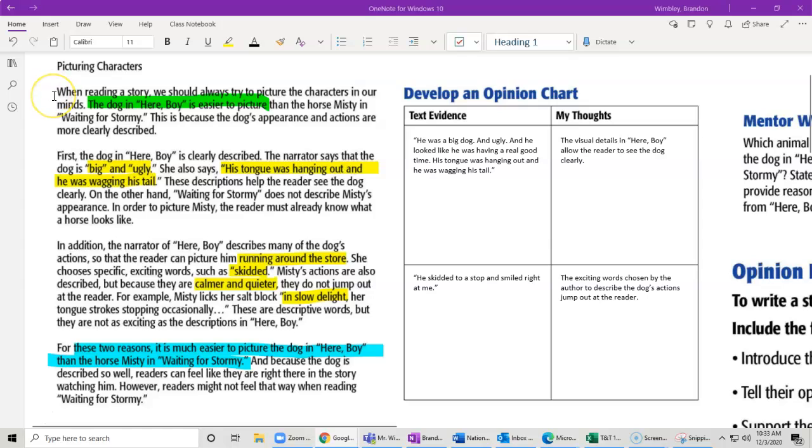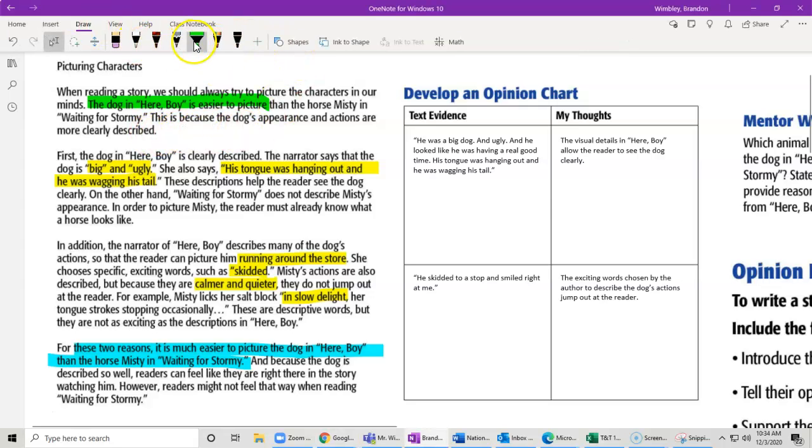So this first one. When reading a story, we should always try to picture the characters in our minds. The dog in Here Boy is easier to picture than the horse Misty in Waiting for Stormy. This is because the dog's appearance and actions are more clearly described. Now, in this opening paragraph, I give a clear opinion statement. This paragraph also states briefly what my reasons are. My reasons are the dog's appearance and actions are more clearly described.